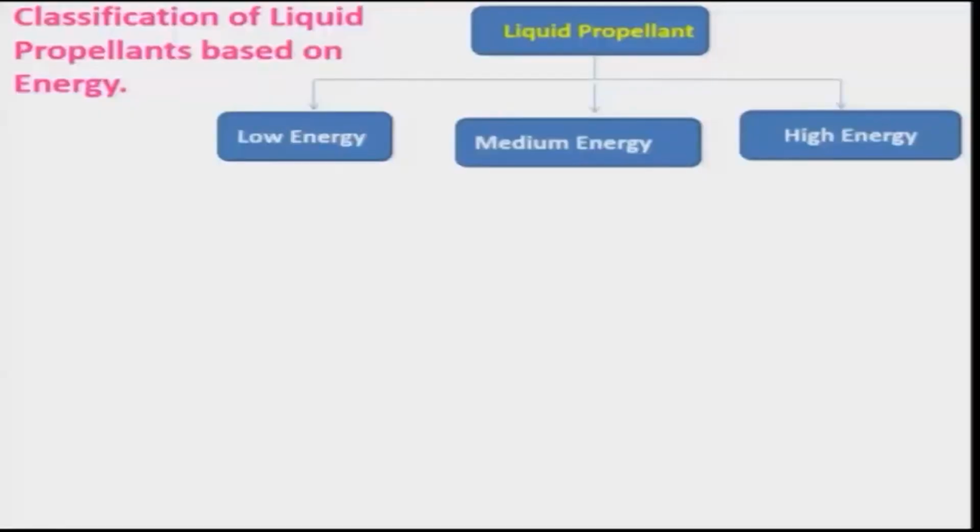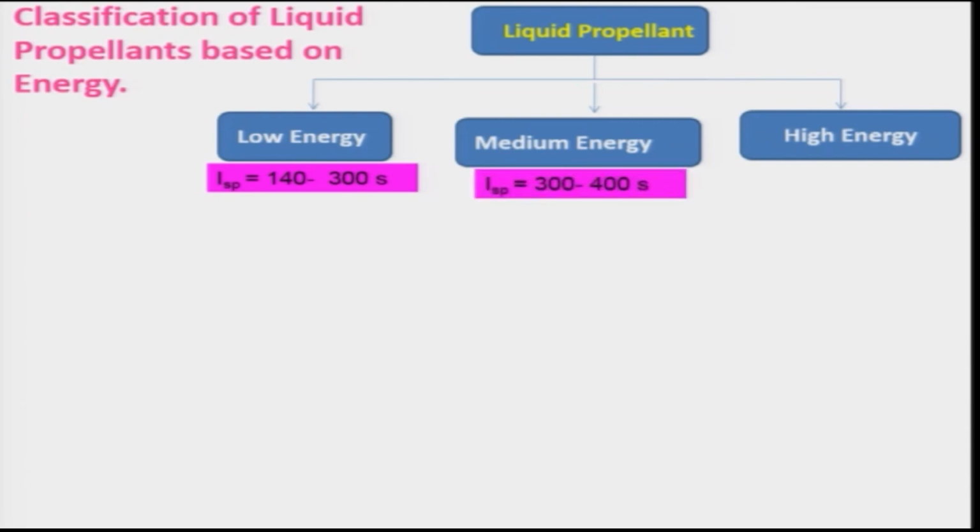So, low energy liquid propellant will basically be one whose ISP ranges from 140 to 300 seconds, and medium is greater than 300 seconds but less than 400 seconds. That means the medium energy liquid propellant can produce a specific impulse in the range of 300 to 400 seconds, and high energy liquid propellant must have ISP greater than 400 seconds.